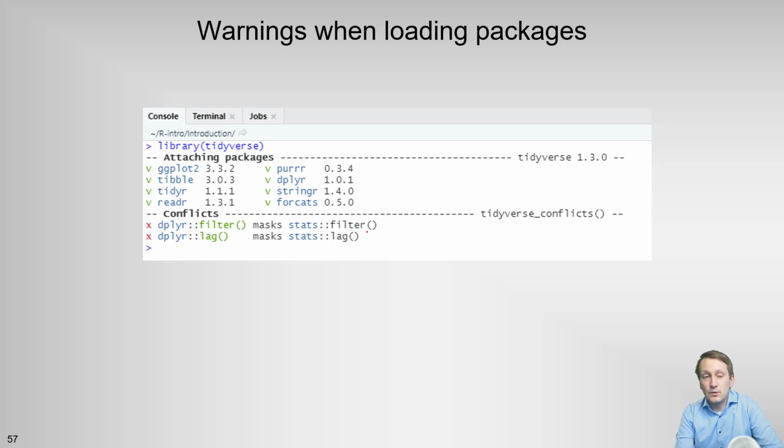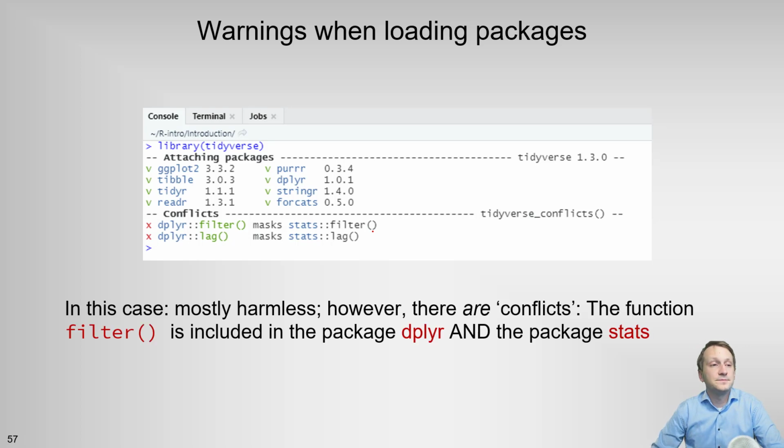However, you may still want to use the filter function from the stats package for some particular application. So how do you work with that? Again, use a double colon to tell R which one you mean. If you call stats::filter, you will use the filter function from the stats package.